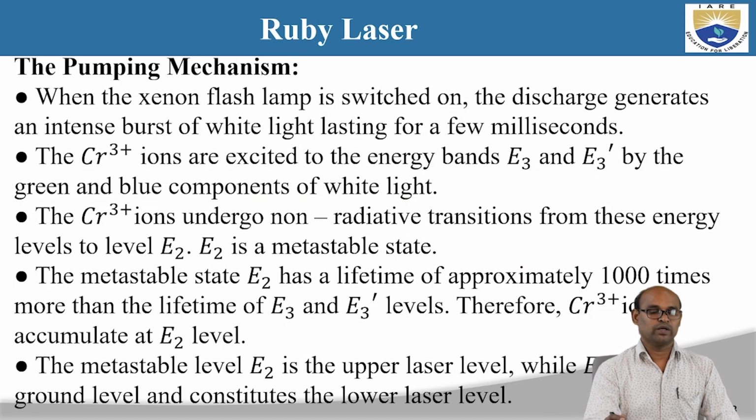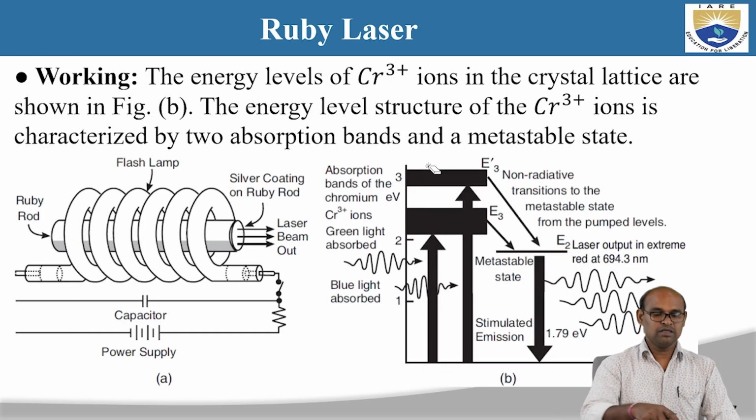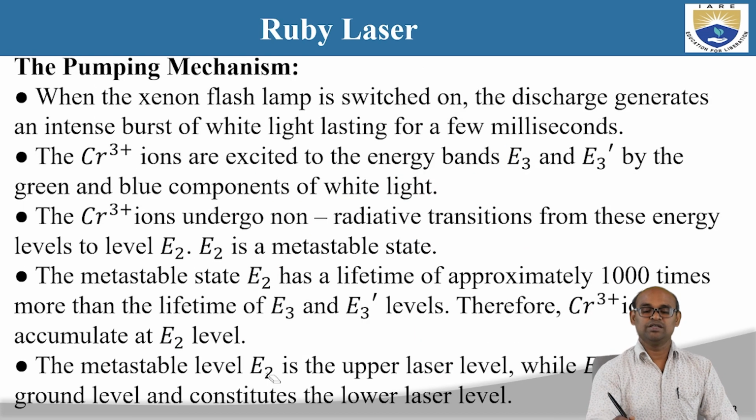Right. Okay, so the working mechanism: when the helical xenon flash lamp, which is connected to a power supply, is switched on, the discharge generates an intense burst of white light lasting for a few milliseconds. So the xenon flash lamp is providing white light, which lasts for a few milliseconds.